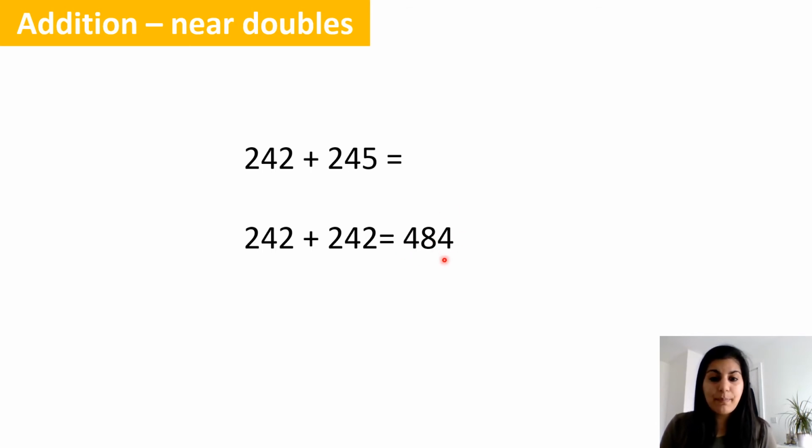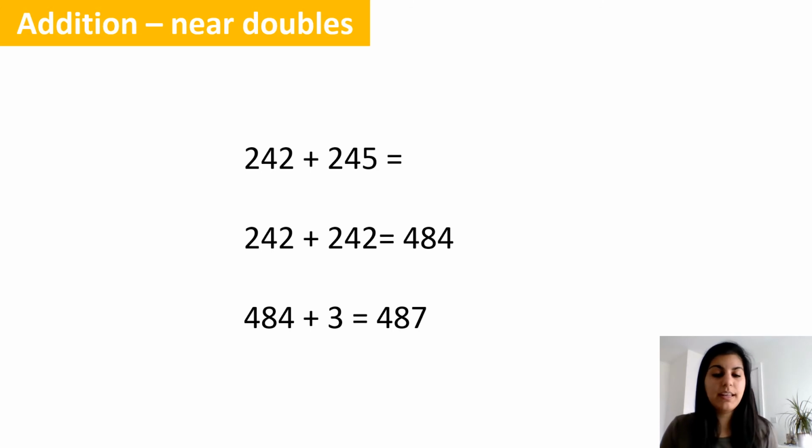So I've managed to do that mentally, but the question was not asking me to do 242 add 242. It was asking me to do 242 add 245. So I've not added enough. I need to add 3 more ones. Right now I've added 2 ones, but I was meant to add 5 ones. So from my answer, I now need to add 3 more ones. So in my last step, I'm going to do 484 plus 3 is 487.